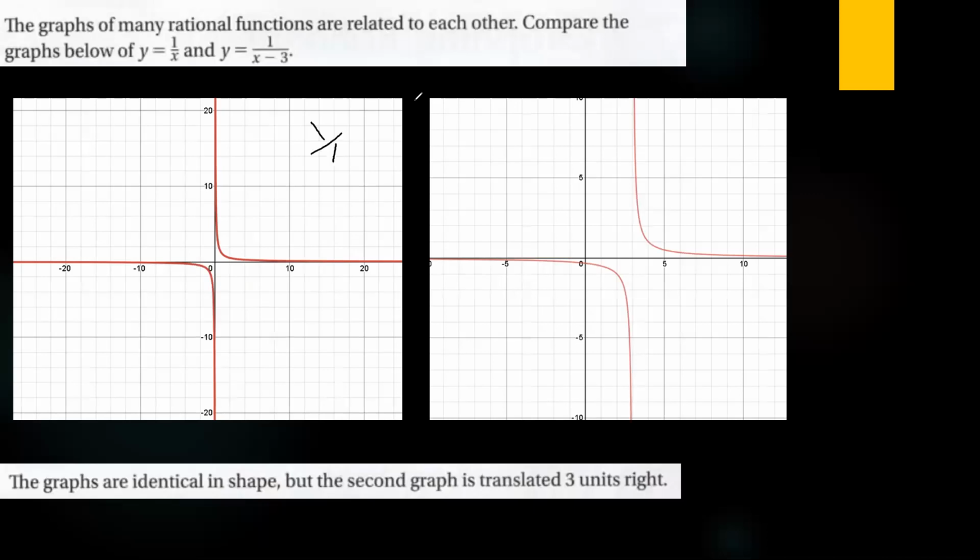This is here for 1 over x, and this is here for 1 over x minus 3. For 1 over x, as I told you, the line that I tell my function not to touch is this line. And the line for the second one that I tell them don't touch, don't reach, will be at x equals 3. So if you look at them, what is the relation between the first and the second function?